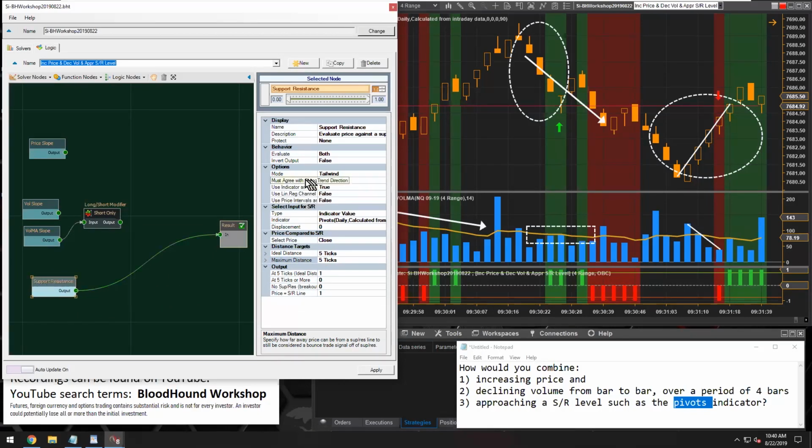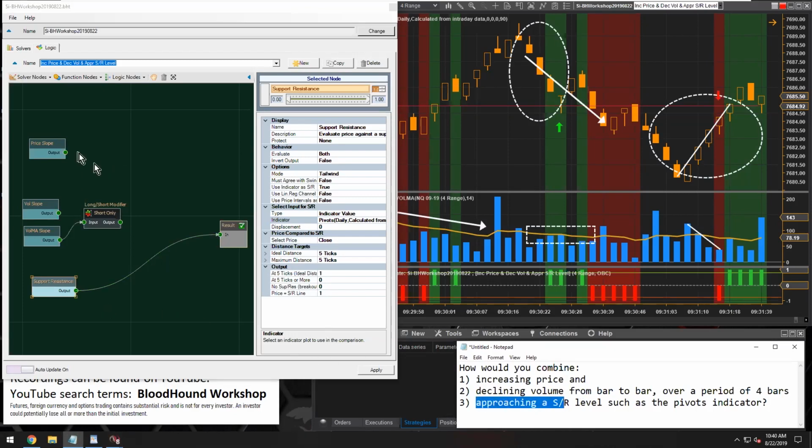So just again, to summarize, we're using Tailwind because we're looking for potential bounces of price off of the support resistance level. And then determine your distance, how close does price need to get to your support resistance level. And then the other thing is we're using an indicator for the support resistance level, and then just plug in your favorite pivot type of indicator. All right, so there we go. There's the three main components of this system.